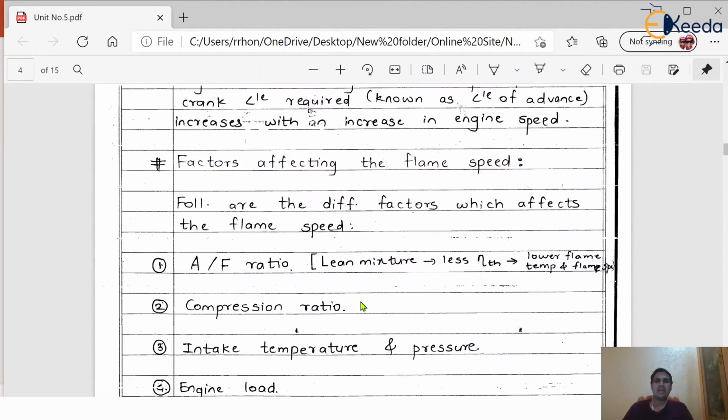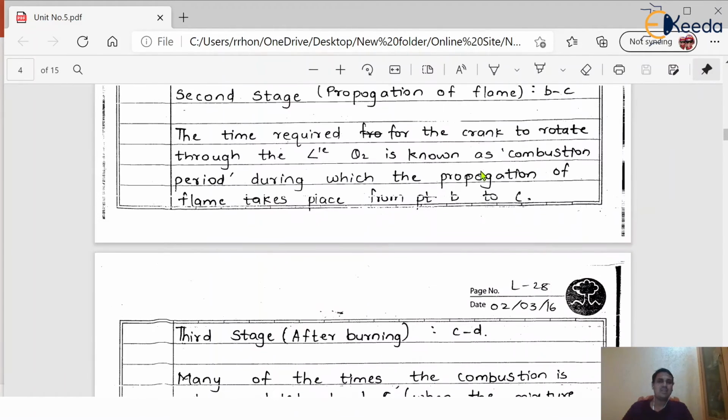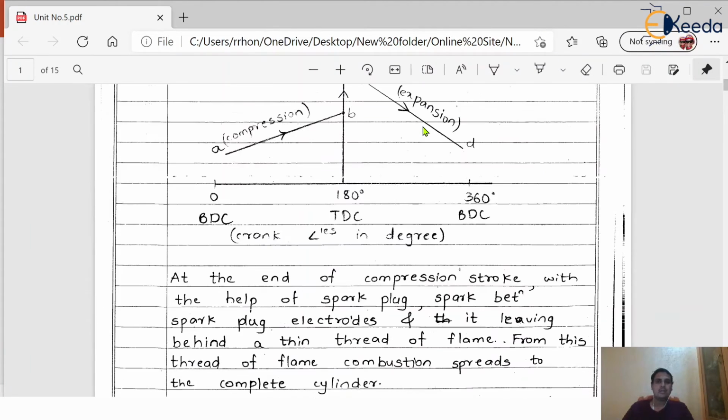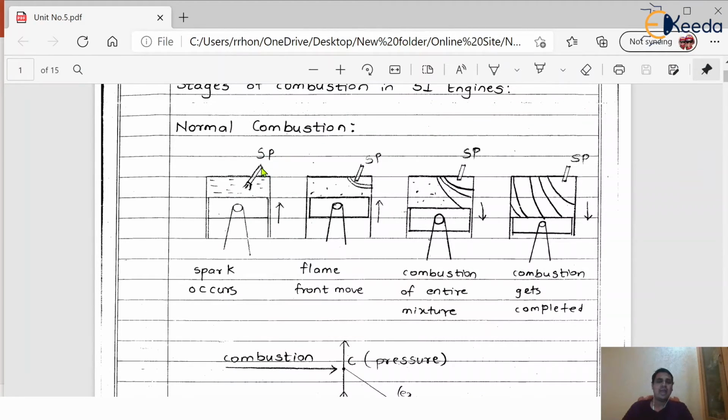So after this point, another point associated with these stages of combustion is the factors which affect the flame speed. Okay, flame speed means what? As we just discussed in this diagram, the propagation of flame in the combustion process: as the spark plug provides the spark, it leaves behind a thin flame, and this flame will move in the forward direction in the combustion chamber of the SI engine. As the flame moves forward, whatever mixture is present inside the engine cylinder comes into contact with that hot flame and is burned. So this is nothing but the flame moving forward in the case of SI engine.